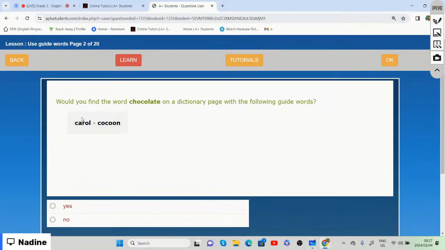All right, so you're going to either say yes or no. Would you find the word chocolate on the same dictionary page with the following guide words, which are carol and cocoon? So, chocolate, would you find it on this specific page, with our first word being carol, which is CA, and our last word being cocoon, which is CO?